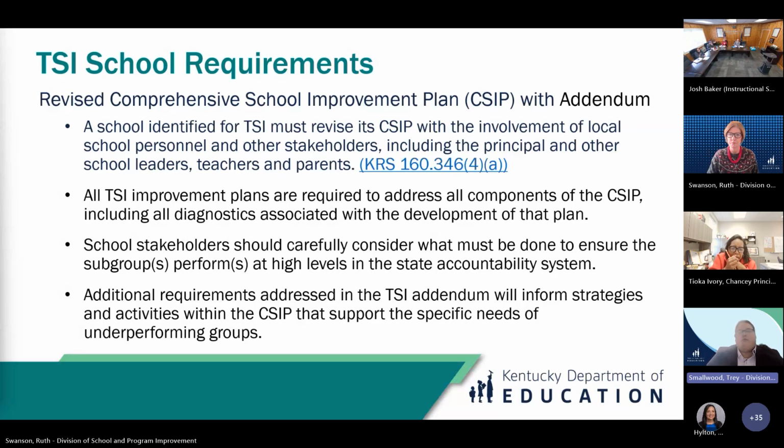And all TSI improvement plans must address all components of the CSIP, including all diagnostics associated with the development of the plan. So whether that be the needs assessment or one of the other diagnostics, it should all be reflective of your TSI status. School stakeholders should carefully consider what must be done in order to ensure that all subgroups perform at the highest levels in the state accountability system. We all want what's best for students, and that's why we're all here. And so the additional requirements addressed in the TSI addendum inform the strategies and the activities within the actual CSIP, and we're getting to that in more specifics here in a few minutes.